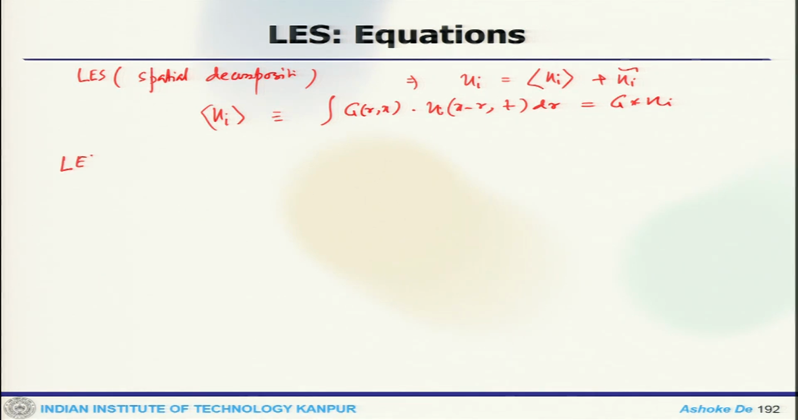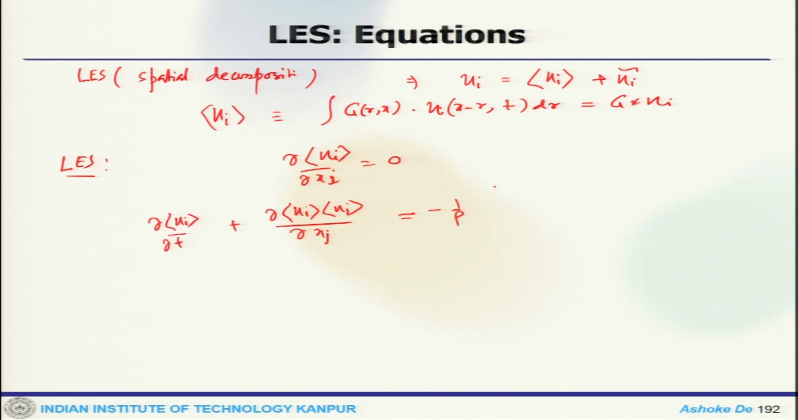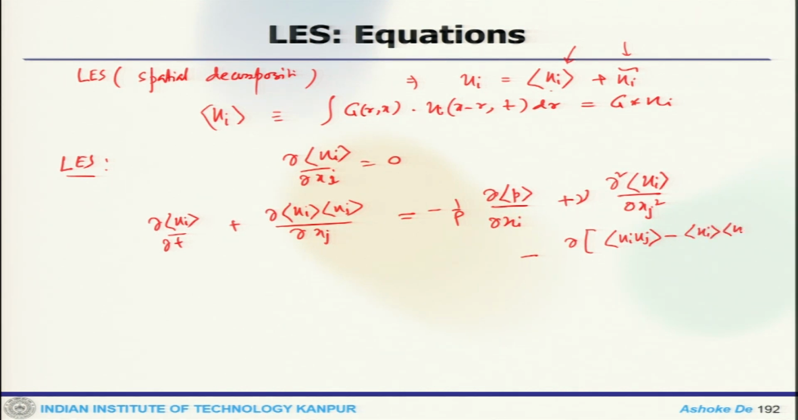So, our LES equations become del u_i bar by del x_i equals 0, and del u_i bar by del t plus del u_i bar u_j bar by del x_j equals minus 1 by rho del p bar by del x_i plus nu del 2 u_i bar by del x_j 2, and then we get a component from del of (u_i u_j bar minus u_i bar u_j bar) by del x_j. This is the filtered component, and this is the fluctuating component, rather after spatial filtering this is the mean and this is the fluctuating component.